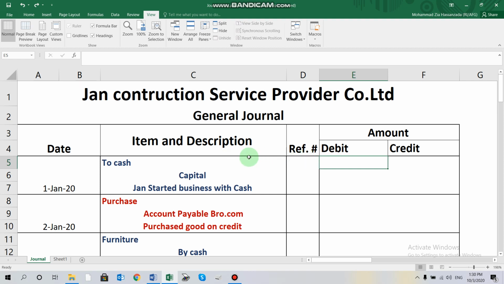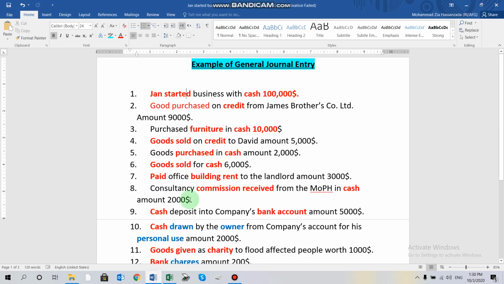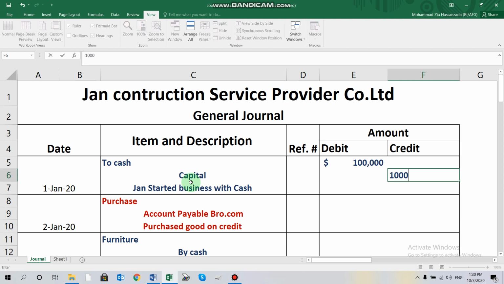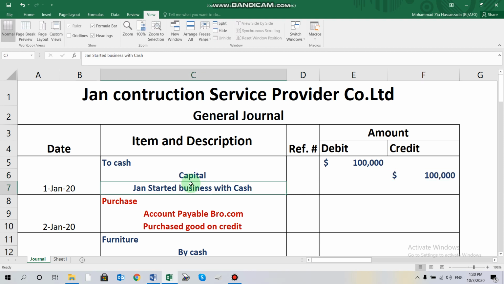In this video, we are going to study journalizing, or posting the business transaction into the journal. We got some examples here. John started business with cash 100,000 USD. One side cash is increasing, other side capital is creating. So we record cash increasing by 100,000 on the debit side. Another side, capital is creating by 100,000, we record it into the credit side.